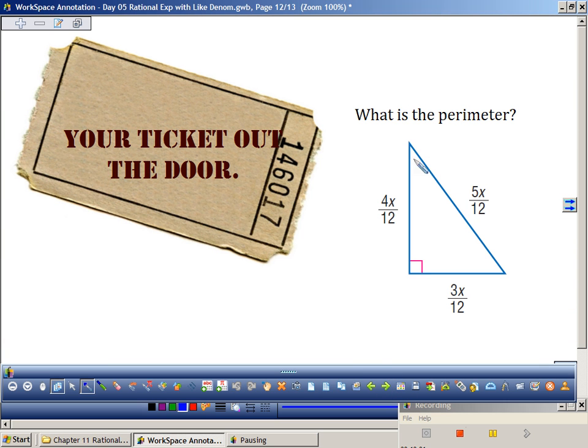All right, this is your ticket out the door. Please write this down on your paper and solve that for me. When you're done solving it, come on up and I'll give you your homework for tonight.